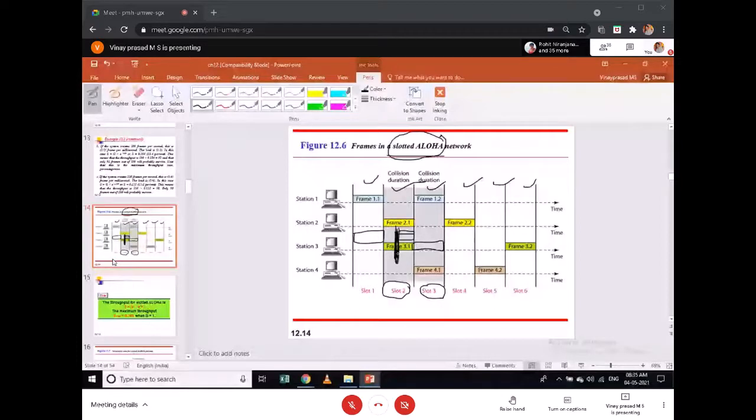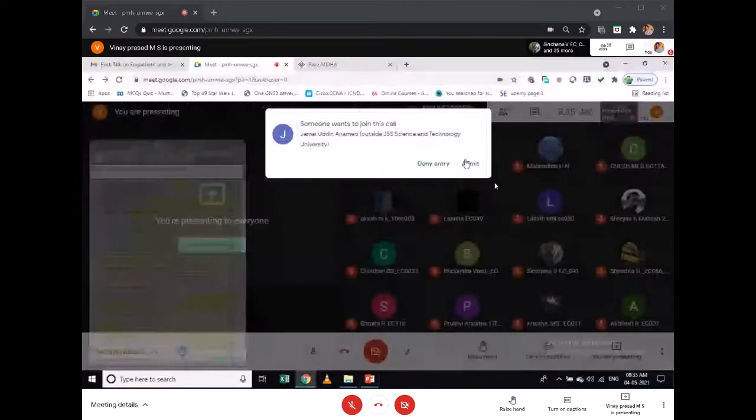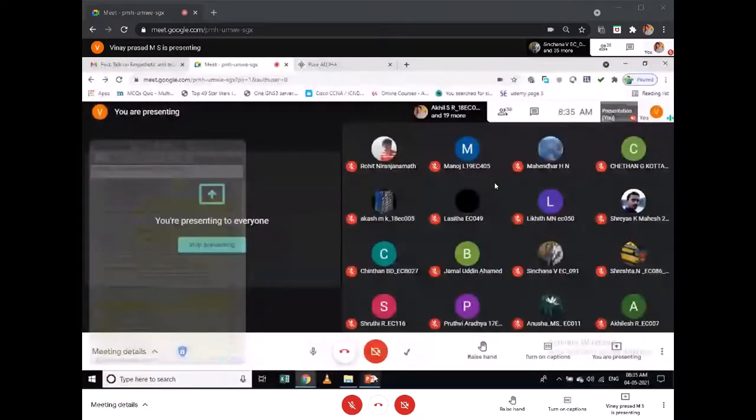This is due to what reason? There might be more than one station transmitting data in the same slot. I have not said that each slot would be reserved for each station. It is not like that. We made the channel to be accessed in slots, but anybody can access the channel at any slot. So the reason for collision is that if more than one station transmits data in one slot, that leads to a collision.